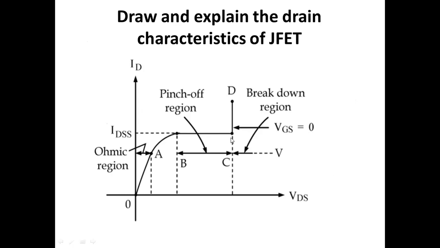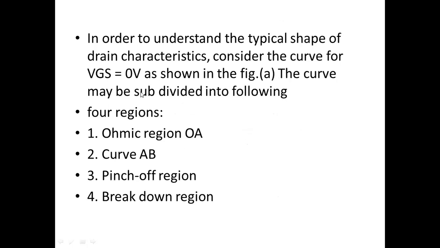So, a particular voltage, VDS, we call breakdown voltage. This voltage is known as breakdown voltage, and this corresponding point is called the breakdown voltage. At this breakdown voltage, breakdown occurs and a large current flows through the field effect transistor. Okay. These are the ohmic regions, curve AB, pinch off region, and breakdown region.